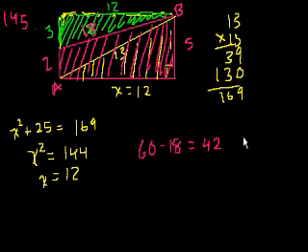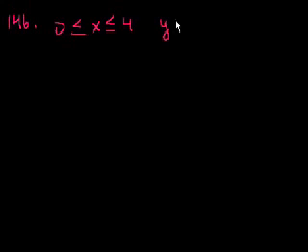42, and that's choice C. Problem 146. If 0 is less than or equal to x, which is less than or equal to 4, and y is less than 12, which of the following cannot be the value of xy? So let's look at, I'm going to write down all the choices. A, minus 2.